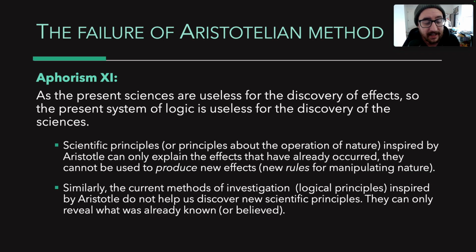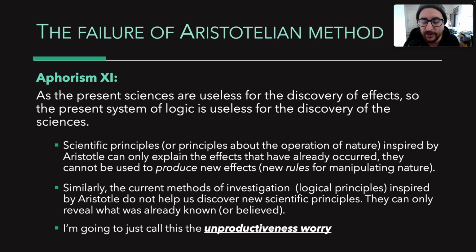And similarly, he thinks the current methods of investigation, so the logical principles that are utilized, inspired by Aristotle, do not help us discover these new scientific principles about the operation of nature, about causes. They only reveal what was already known or believed. And so I'm just going to call this his unproductiveness worry about the Aristotelian method. It might be able to explain what has come before. It's backward looking in that way, but it doesn't produce new principles or rules or effects with us. And so it fails to be forward looking and practical in the way that Bacon thinks science ought to be.